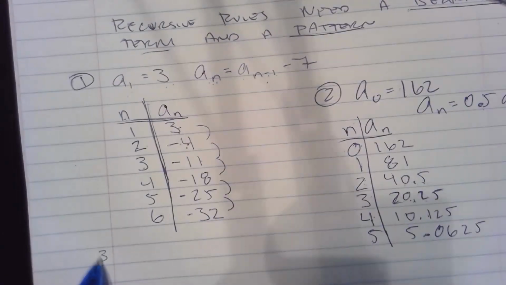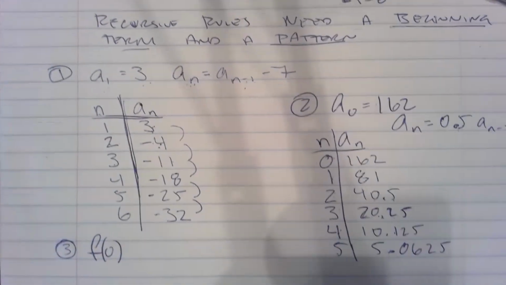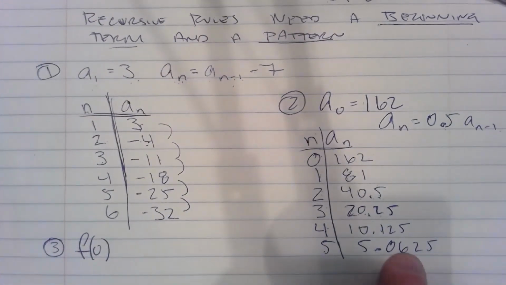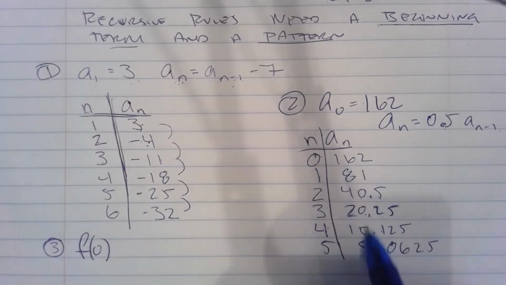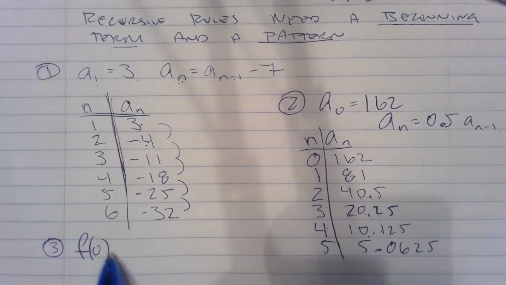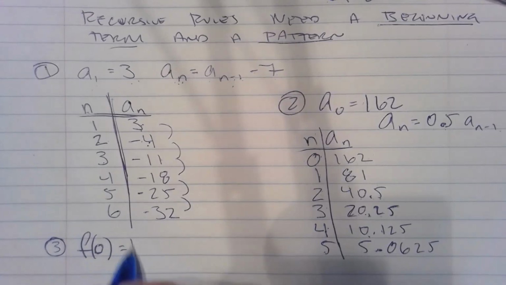Ooh, this one's going to be tricky. I hope you were thinking about which one was arithmetic and which one was geometric in numbers 1 and 2. This one's arithmetic, right? There's a common difference. This one's geometric. There's a common ratio. The nice thing about using recursive rules is that sometimes the patterns get really funky.